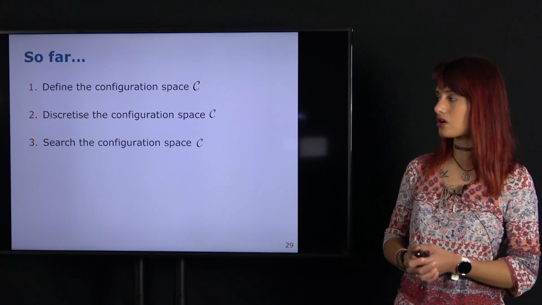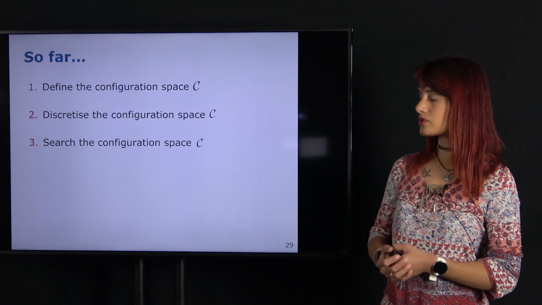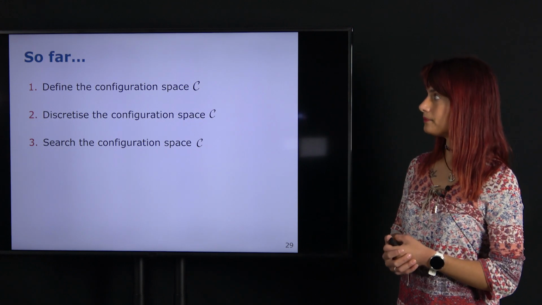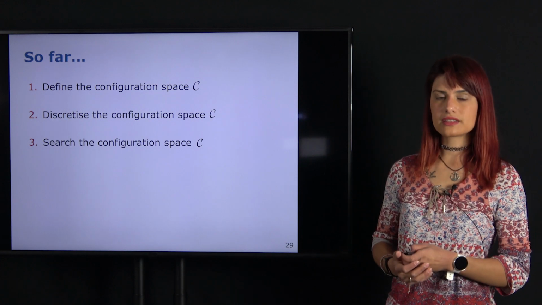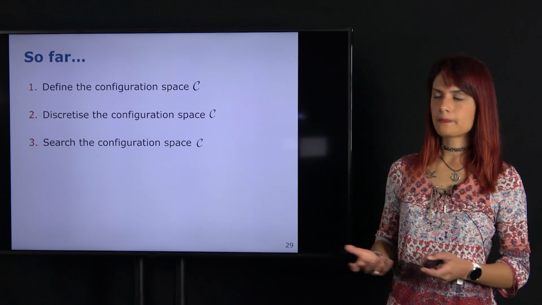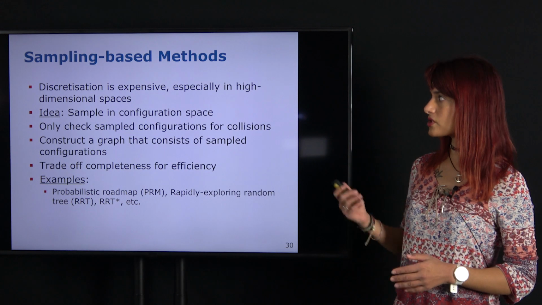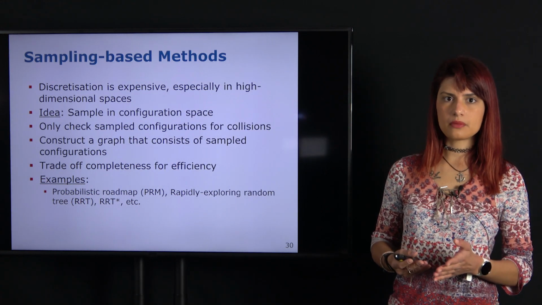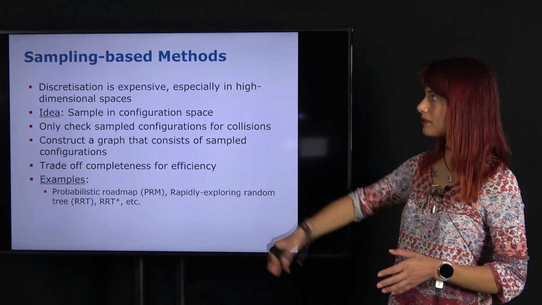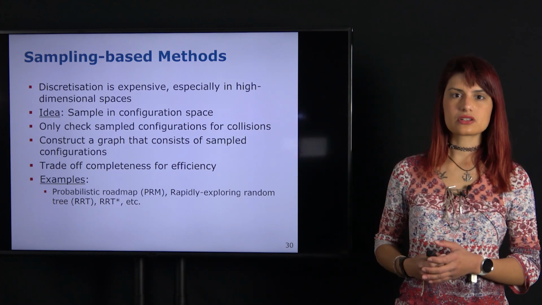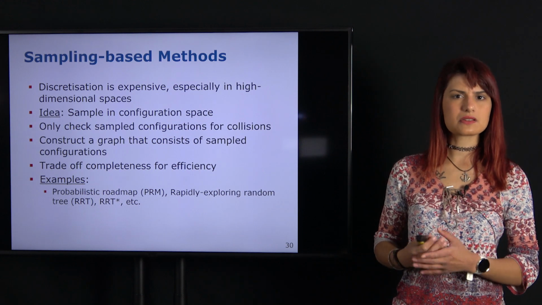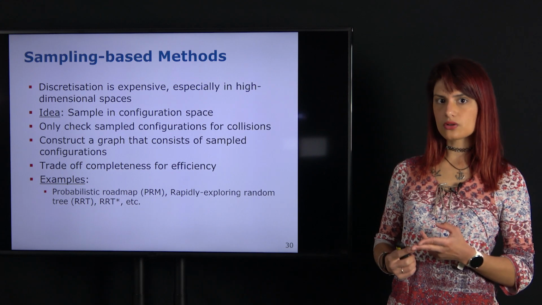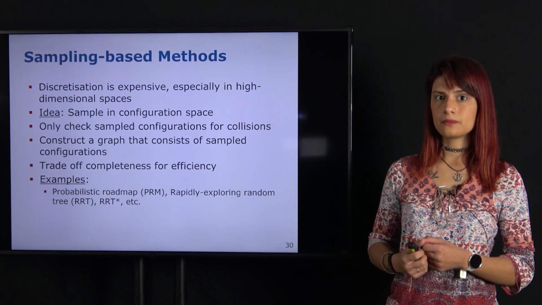And going back to our design considerations for planning algorithms, computational efficiency is really a key aspect when we design our algorithms because we need them to be fast enough to run on the robot without taking forever. So what can we do? And this is where the final class of methods that we discuss in this lecture come in, which are sampling-based methods. And these methods are basically motivated by the idea that discretization is an expensive operation, especially in high-dimensional spaces. It is not only slow to find paths, but it also takes up a lot of memory.